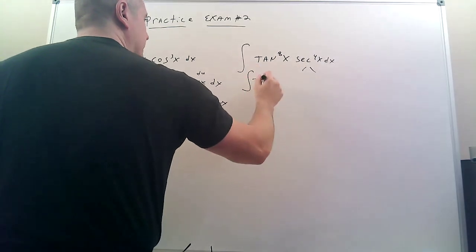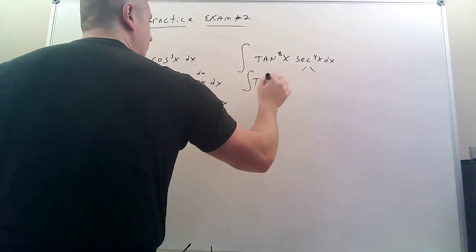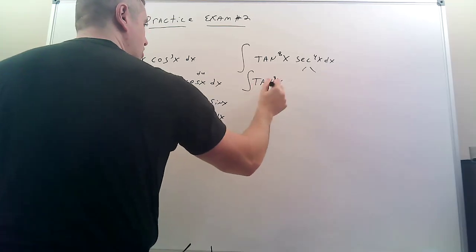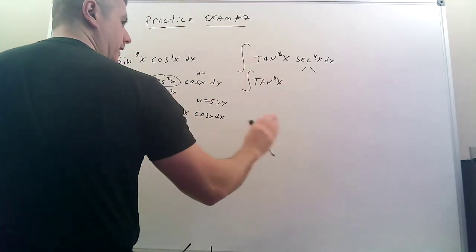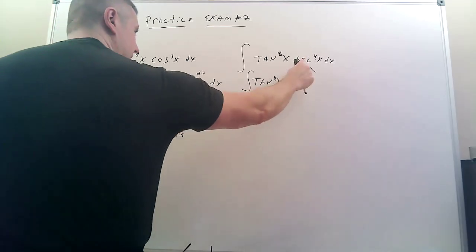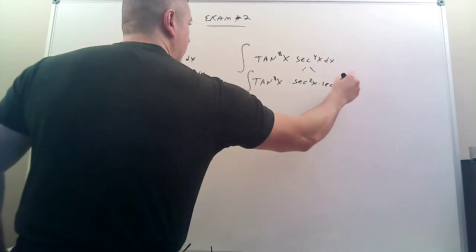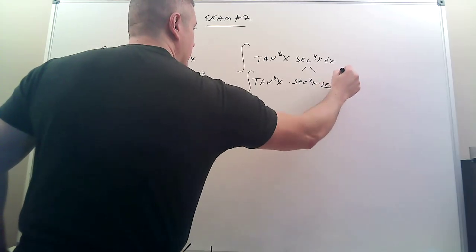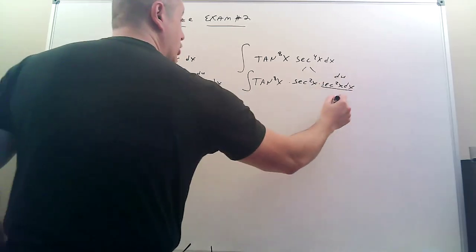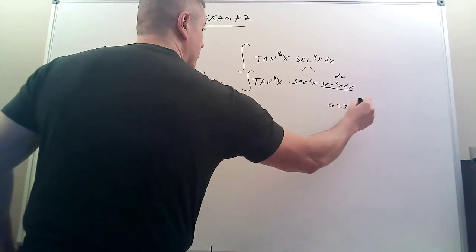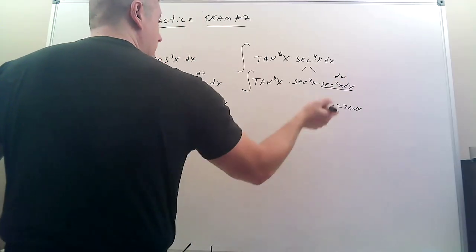Now, when secant is even, it does not matter if tangent is odd or even. It is irrelevant. You don't even care about tangent. If it's even, it is the one you split up. And then again, you go through this game, right? This is your du. So that means that your u must be tangent because the du is secant squared. And then you play the game.